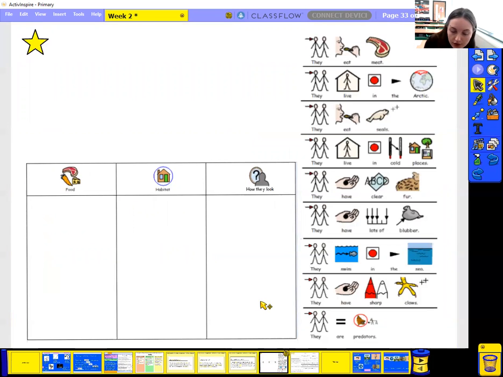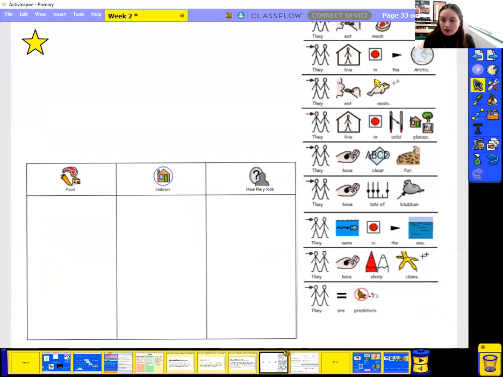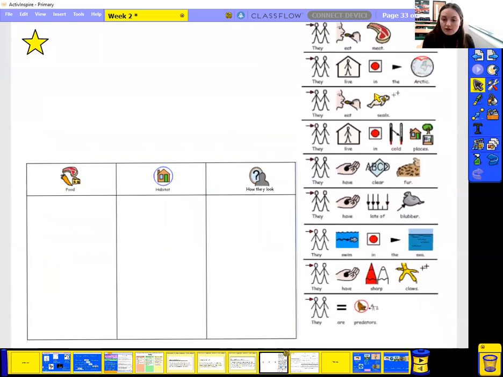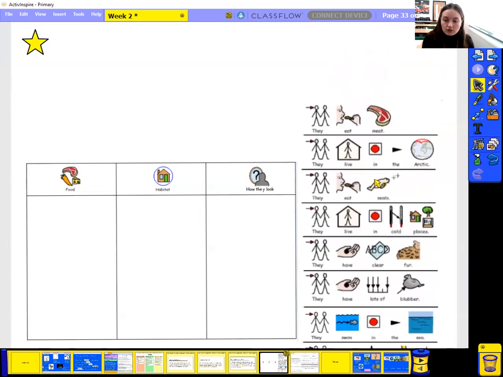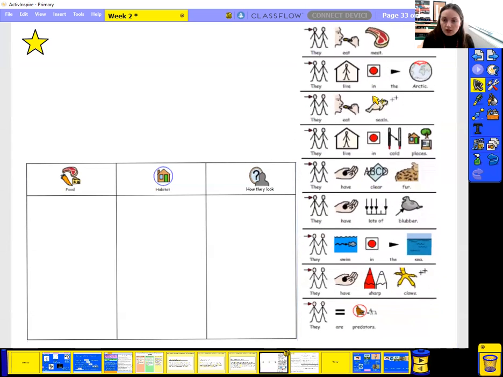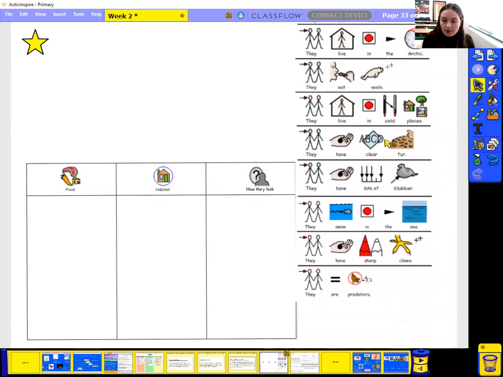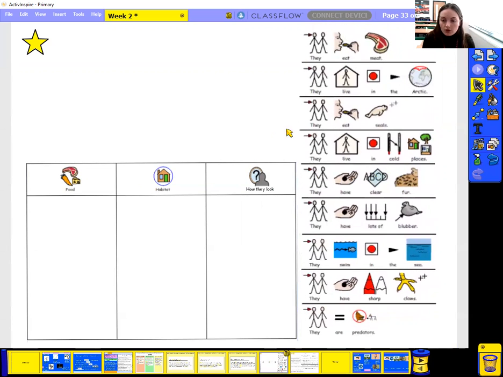Okay, now that we've gone through those activities and you've listened to me talk for a very long time, I'm going to give you today's challenges. So, today's 1-star challenge, we have got these subheadings: food, habitat or homes, and how they look. Okay, and I've got some information about those polar bears that we've already talked about.